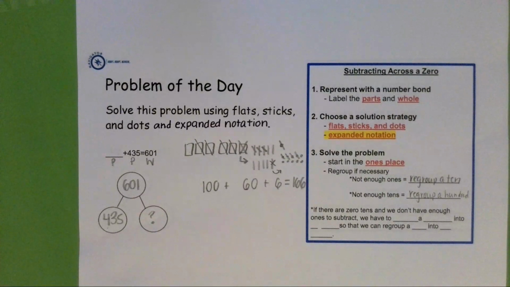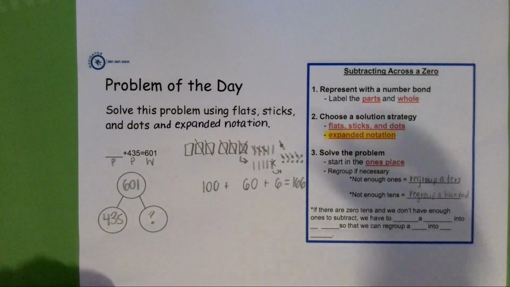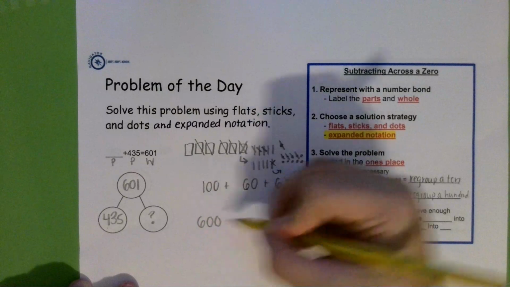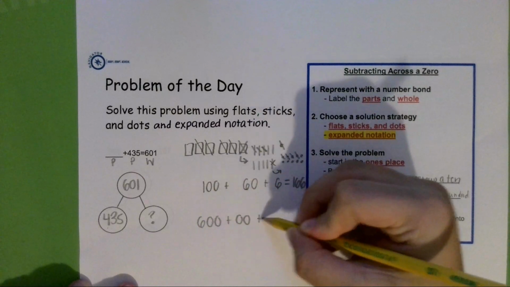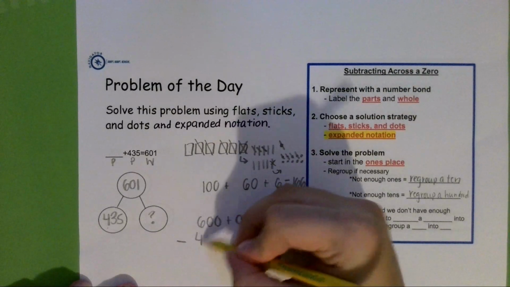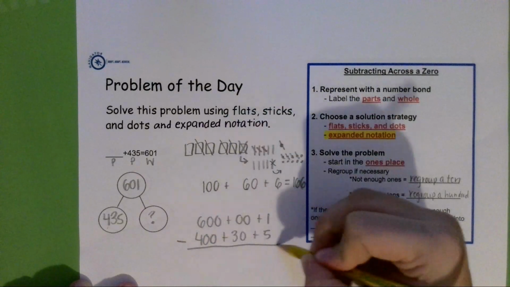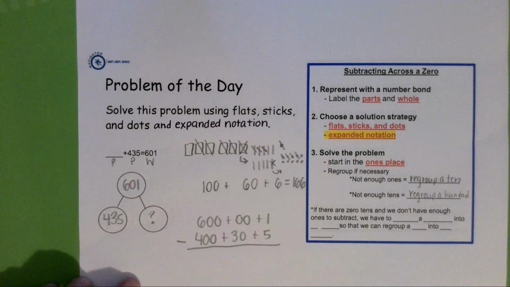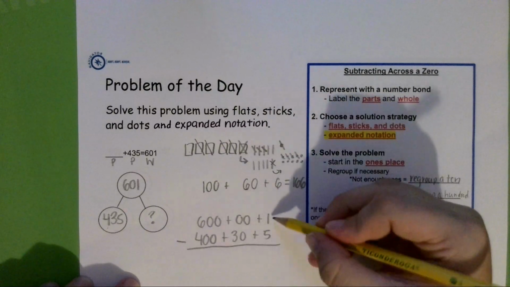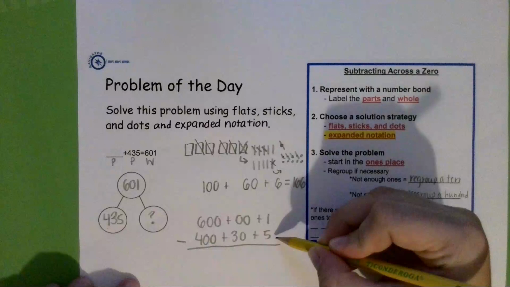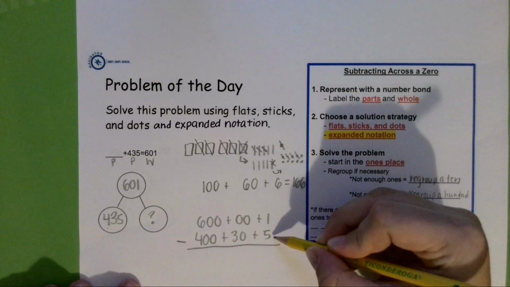Nice work. Now let's solve the same problem using expanded notation. How can we set the problem up to solve? Say it out loud. I bet you said we should write 600 plus 0 plus 1 minus 400 plus 30 plus 5. Nice work. Now let's subtract starting in the ones place. We have 1 one. Can we take away 5 ones? I bet you said no.